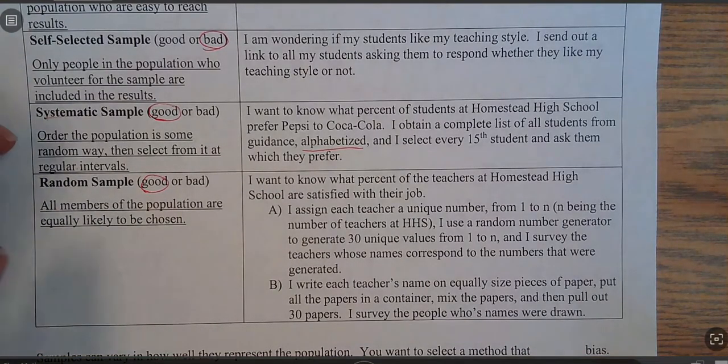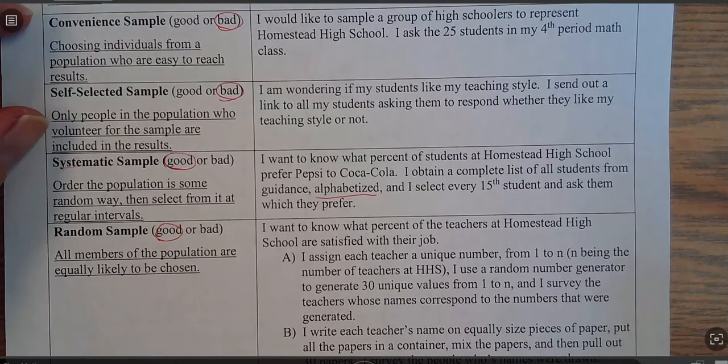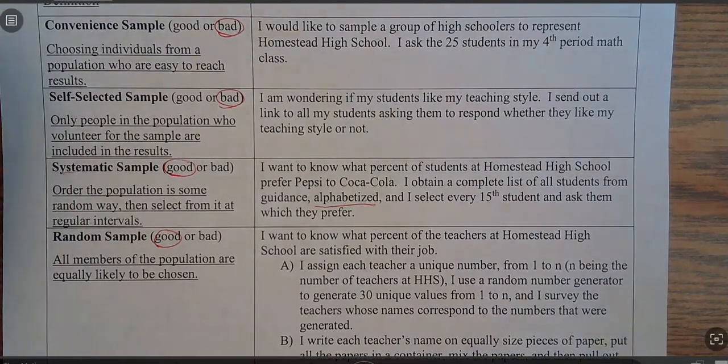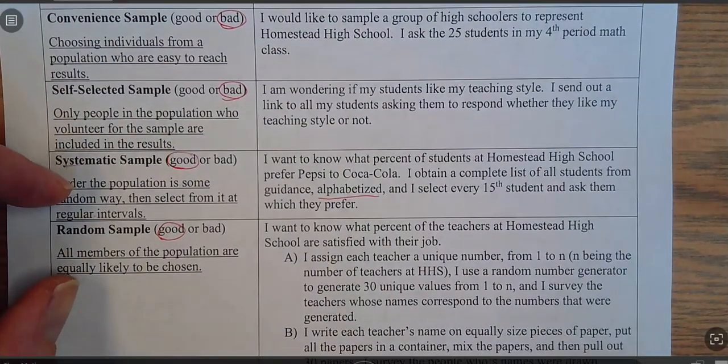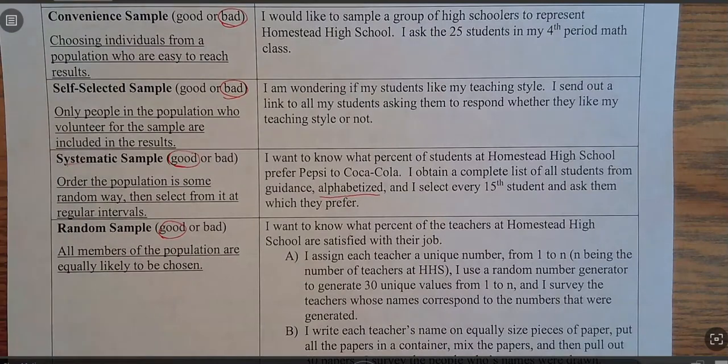So systematic and random are good. Convenience and self-selected have bias. So they're not very good. Now, could these have bias? Yes. Systematic and random may have bias.